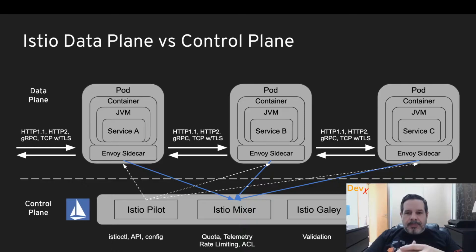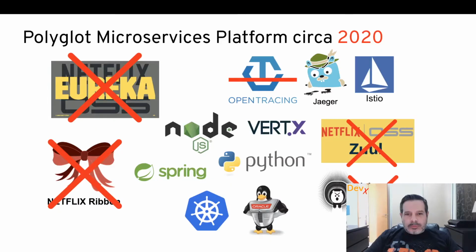with mTLS. The communication between the sidecars can be HTTP 1.1, HTTP 2, gRPC, and of course, if it's not one of these protocols, it will use TCP with TLS, promoted by the Citadel.